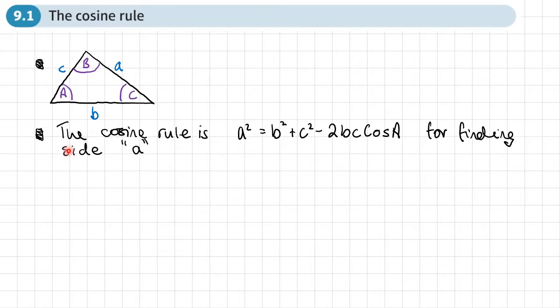So this is the cosine rule, which is a squared equals b squared plus c squared, and that looks like Pythagoras, minus 2bc cos A. And we use this when we want to find side a.